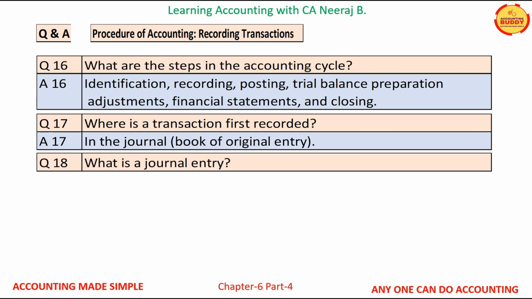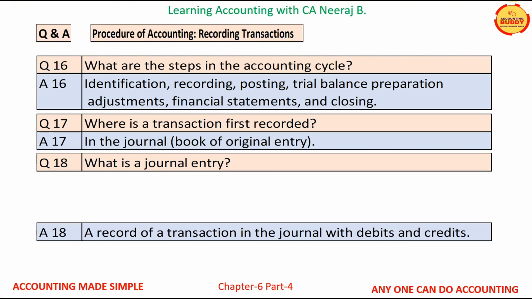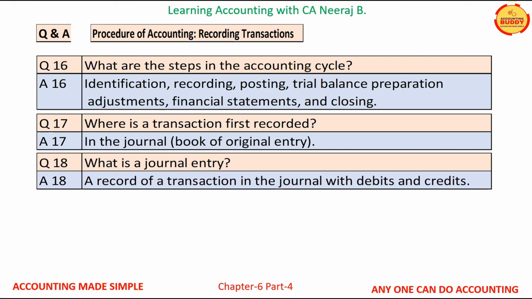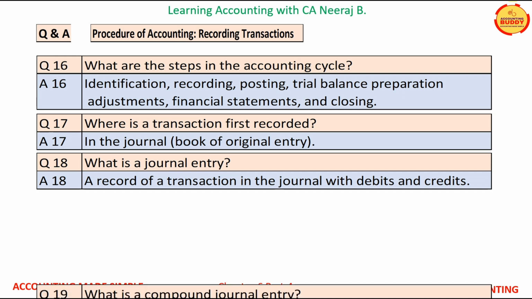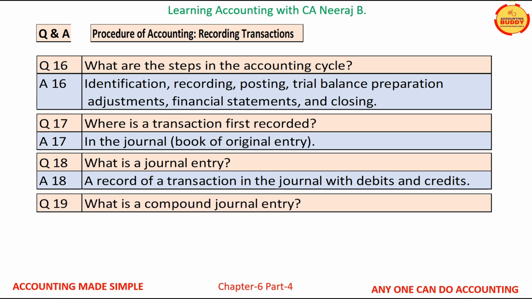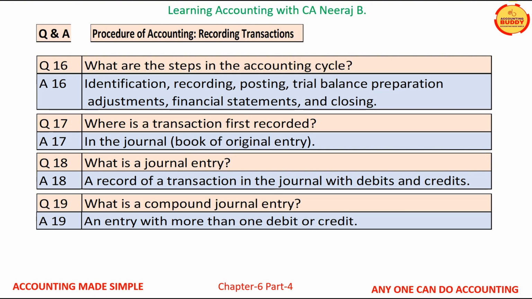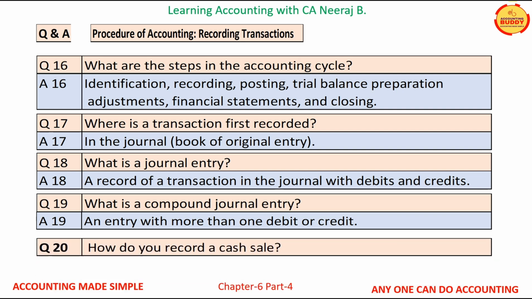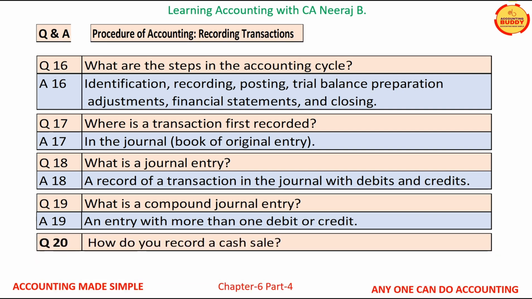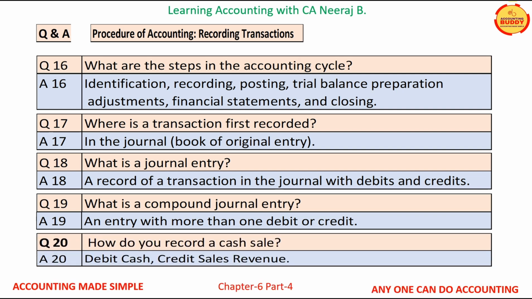Question number 18, what is a journal entry? The answer is a record of transaction in the journal with debits and credits. Question number 19, what is a compound journal entry? The answer is an entry where more than one debit or credit transactions are clubbed together. Question number 20, how do you record a cash sale? The answer is debit cash and credit the revenue.